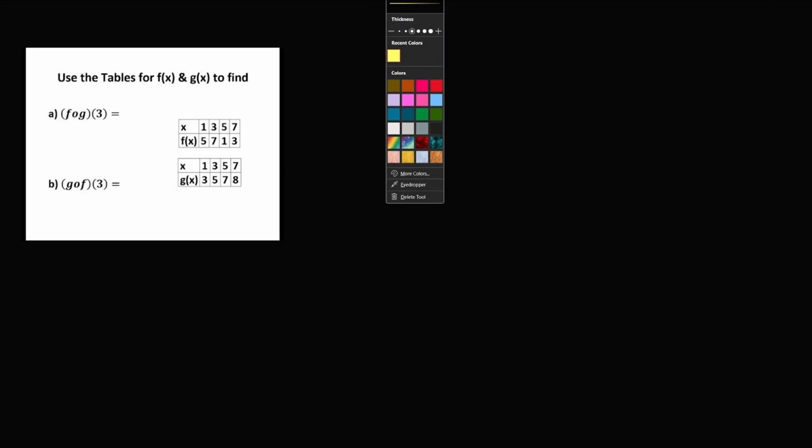Let's take a look at this example. It's another common example for composite functions. It says, use a table to find f of g of 3. So we don't know the functions, but we know what g of x gives you, and we know what f of x gives you. So let's take a look at this.